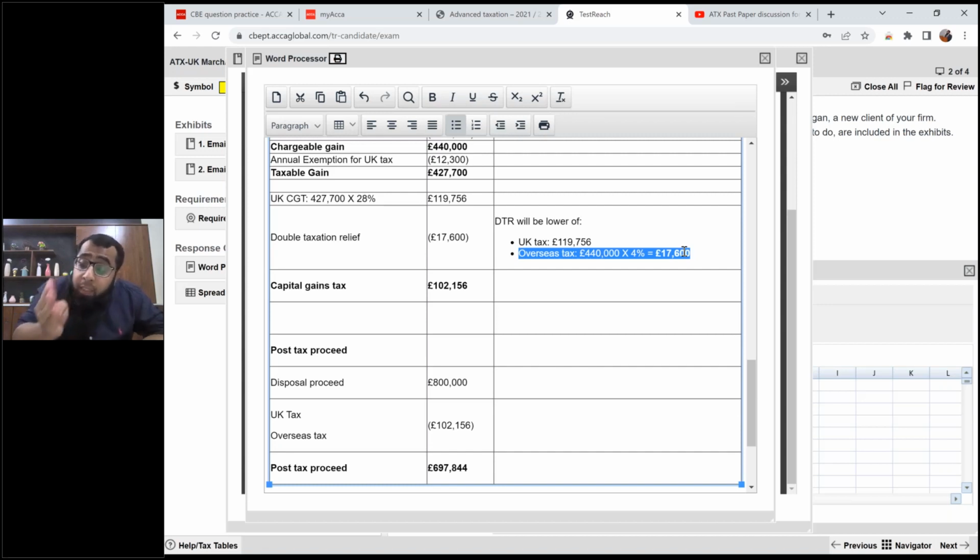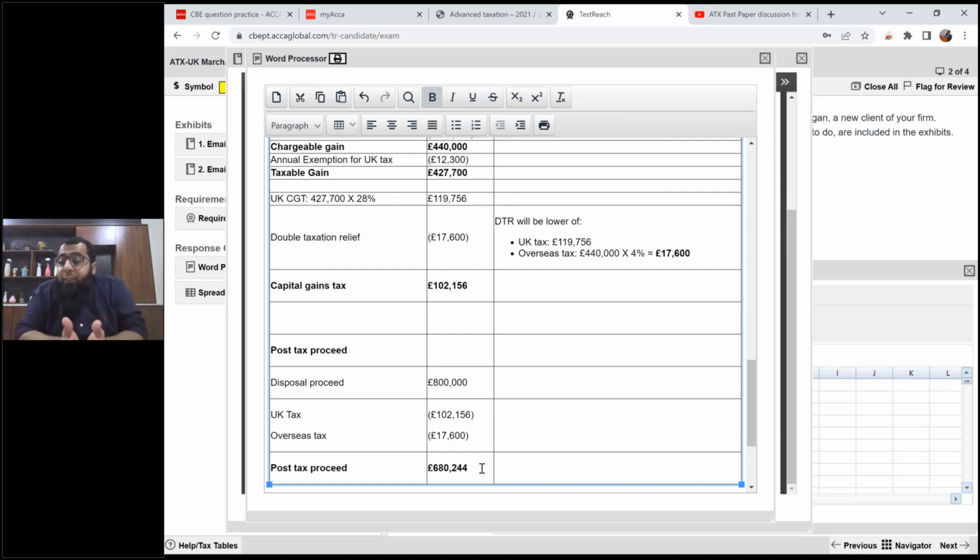We have also paid the overseas tax. Just use your mind. We are paying the net amount of 102,156 in the UK, and we have also paid some overseas tax, which was 17,600. What we did was just deduct the UK tax amount, so your post-tax proceed will fall slightly more. 800,000 minus 102,156 minus 17,600. We have paid two taxes in this situation. 680,244. Let me repeat it again if some students have got confused.